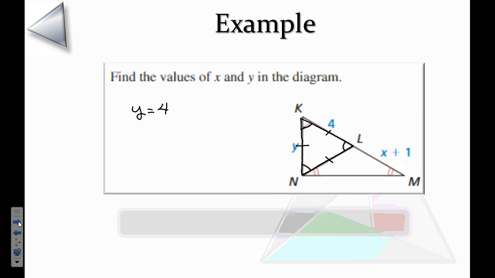What kind of a triangle is LNM? Isosceles, very good. Base angles are congruent, right? So that means the legs are congruent. So how can we find out what x is? Awesome. x plus 1 equals 4. Why is it equal to 4? Yep, we have an equilateral triangle. All three sides are equal. That means they all equal 4. So x will be equal to 3. Okay.